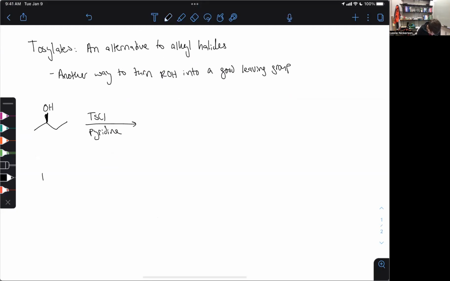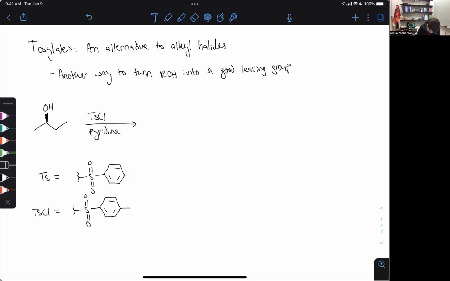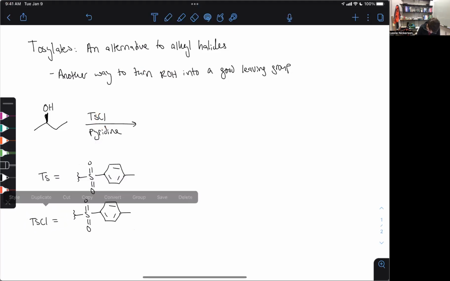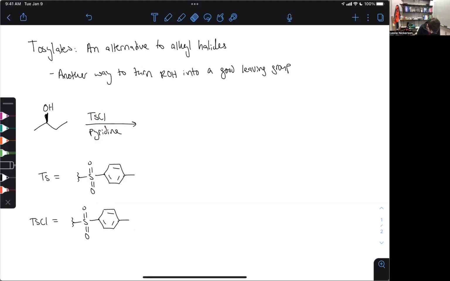So Ts is going to equal this sulfonyl substrate. Okay, where we have something attached here, and that attachment could be chlorine, it could be OH, it could be a variety of things depending on what you have right here. So TsCl is all of this stuff, with a Cl right here.